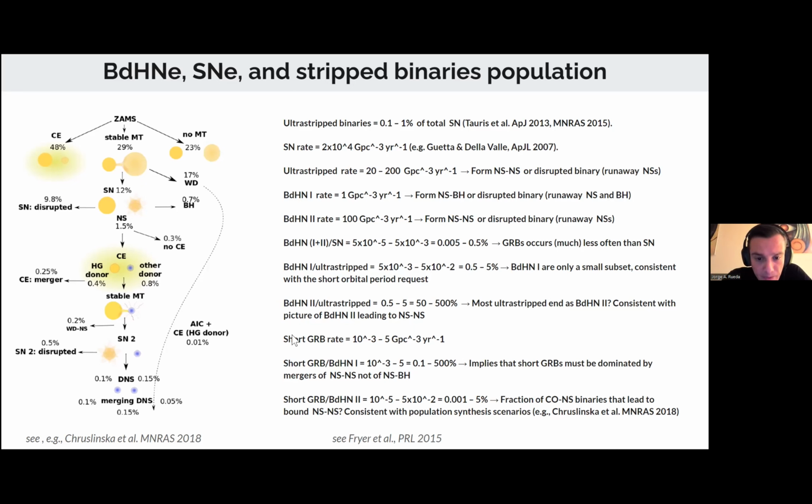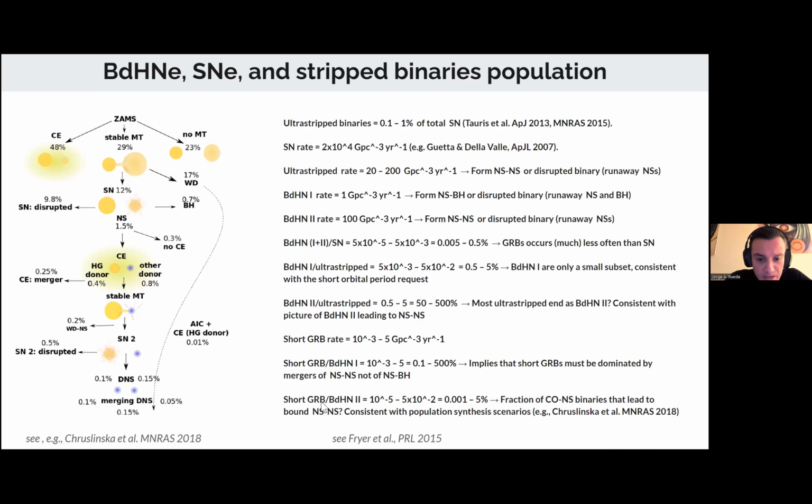So let's compare with the short GRB rate. Short GRB rates are between 10^-3 and 10^-5 per gigaparsec per year. So if we make the ratio between short GRB and BdHN1, you end with 0.1 to 500%. So it implies that short GRBs might be dominated by the mergers of neutron star binaries, not by the mergers of neutron star black hole binaries. And I think most of the community would agree with that.